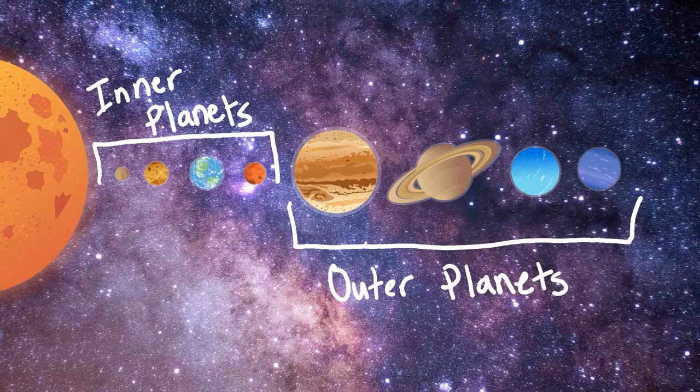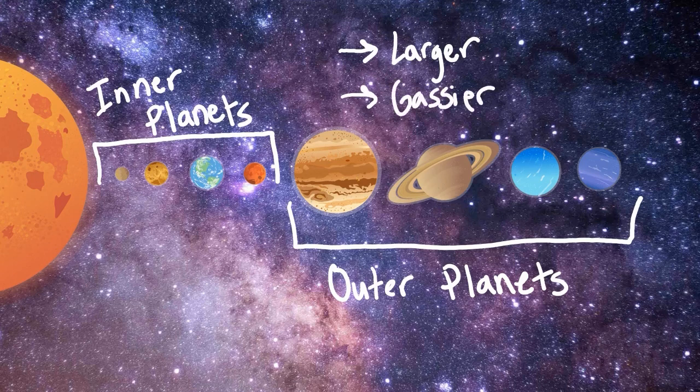Now, the outer planets share a few similar things. First of all, they're much larger than the inner planets are. And secondly, they're a lot gassier. All 4 of the outer planets are called gas giants because they're mostly made of gas, with a small rocky core in the middle.